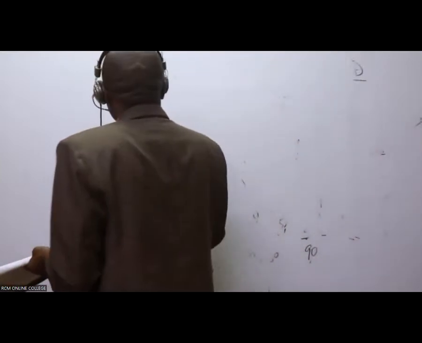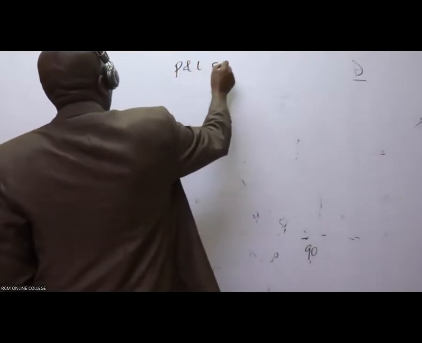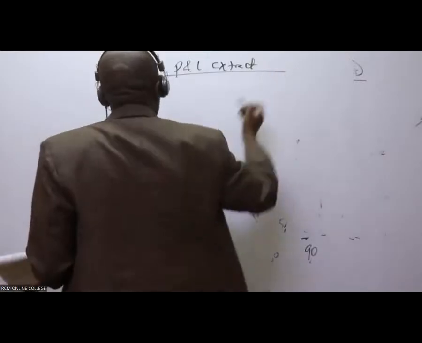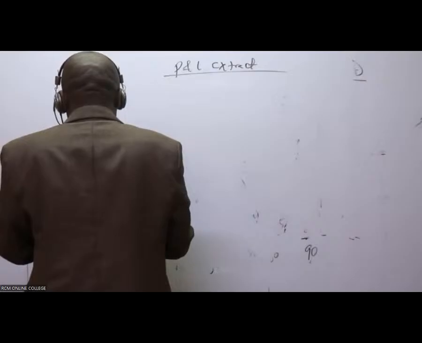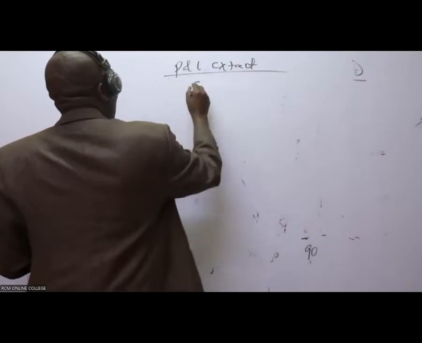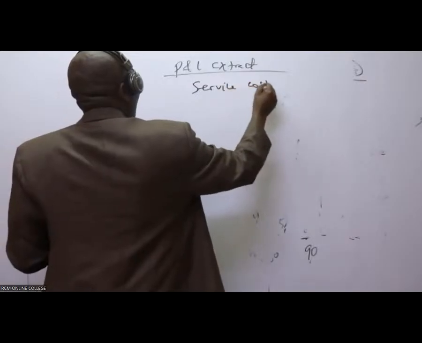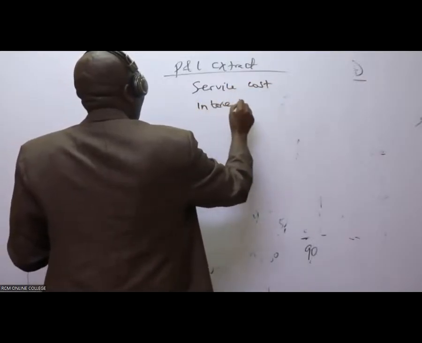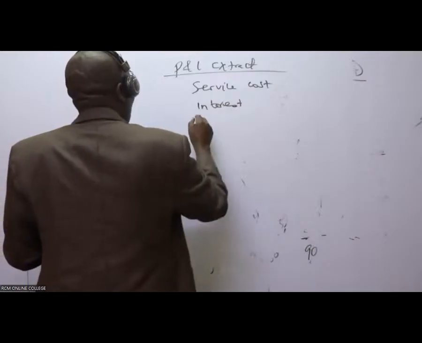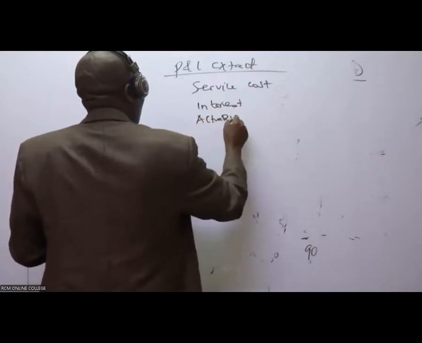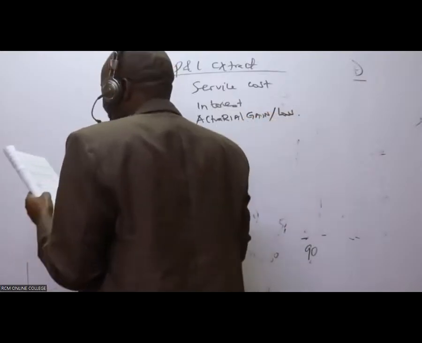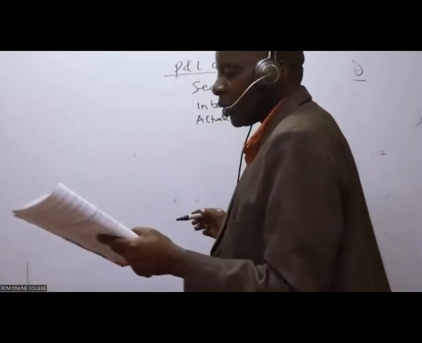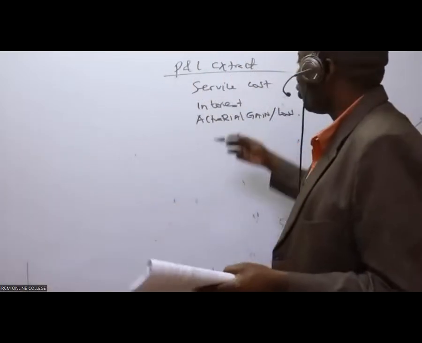So, ladies and gentlemen, let me do the extract. Of course, the balance sheet is very easy. I'll do the P&L extract. I'm trying to explain how I'm doing this. In the profit and loss extract, what do we need here? I would need service cost, interest, and the actuarial gain or loss. It's only 1 year given here.